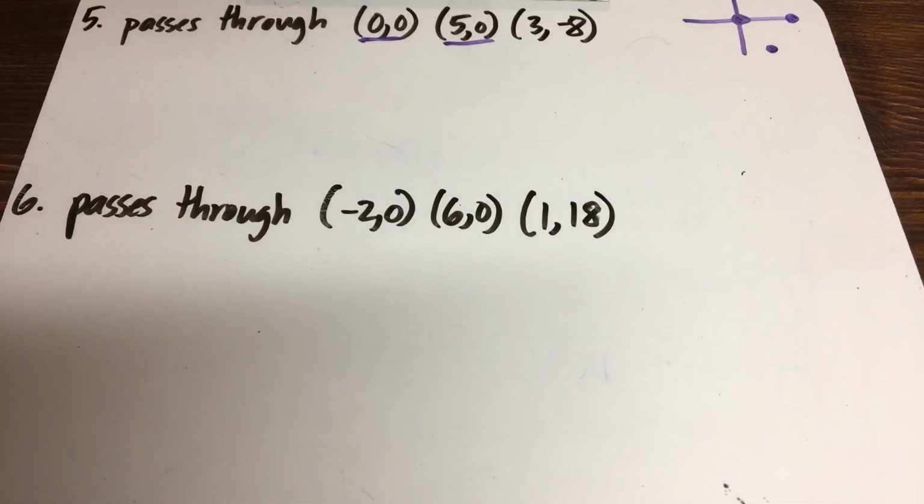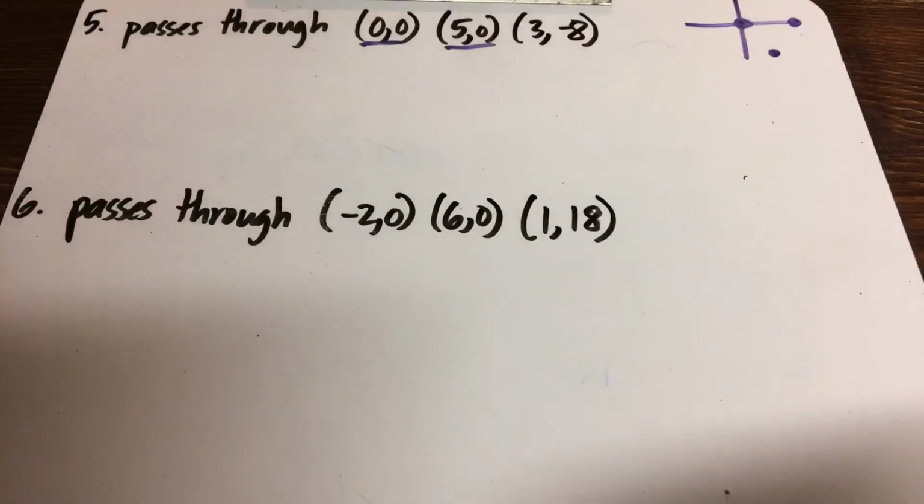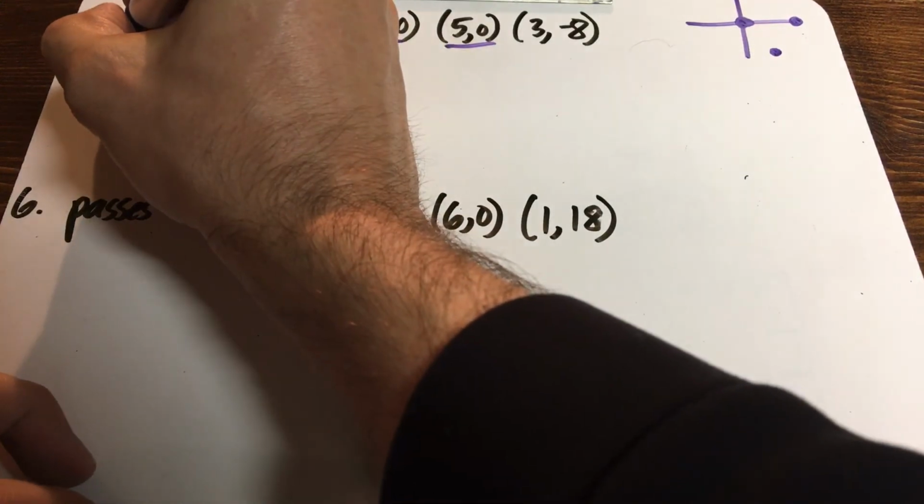So I want to use the intercept form again. So I'm going to go back to my board. I'm going to copy it down. Here it is, intercept form. I don't have it memorized. You don't have to have it memorized either.